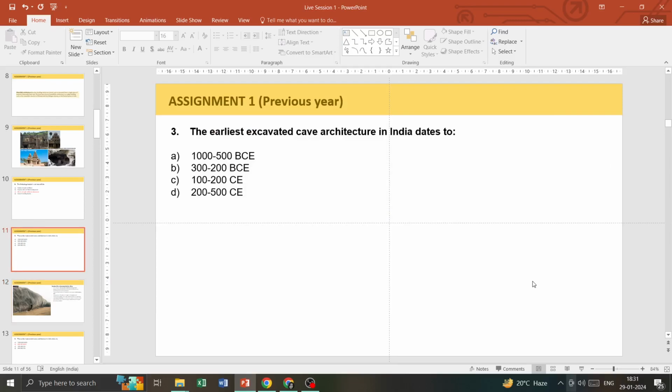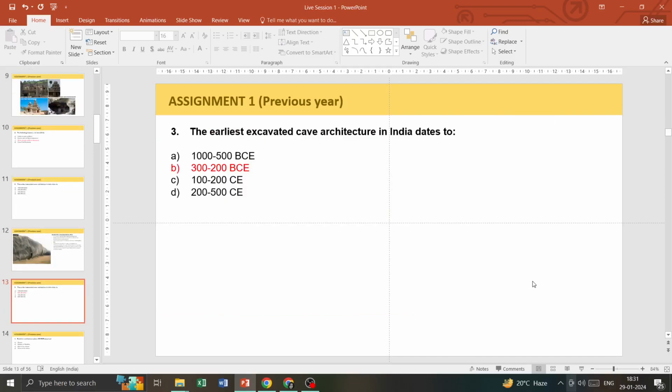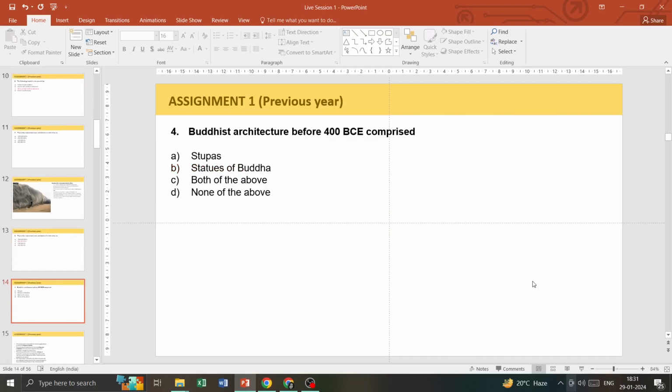So when we go back to this, the question was: the earliest excavated architecture in India dates to. Our answer would be B, 300 to 200 BCE, because it says 3rd century BCE. So our answer is B, 300 to 200 BCE.